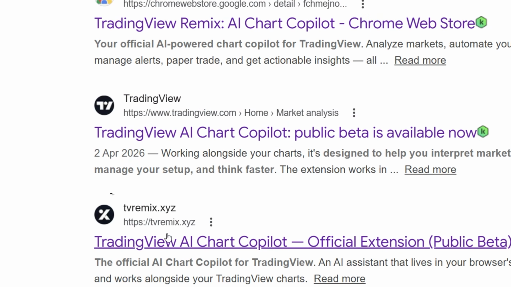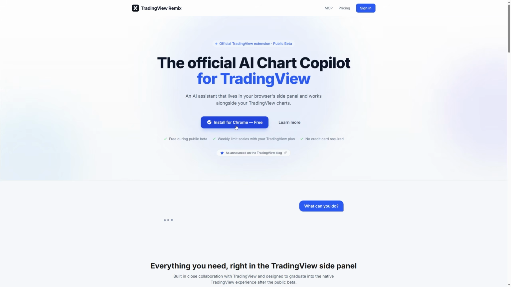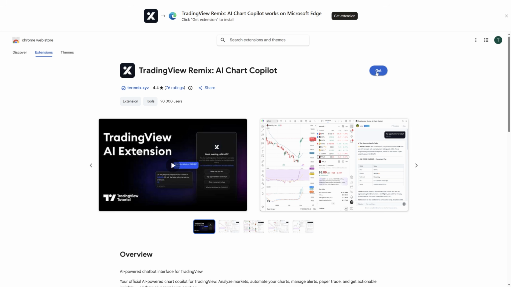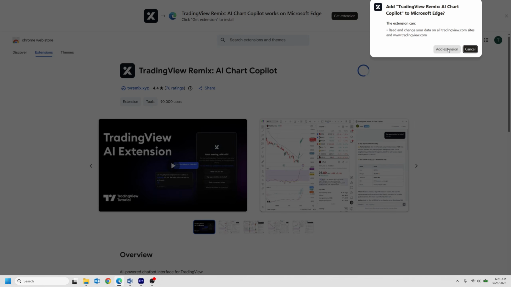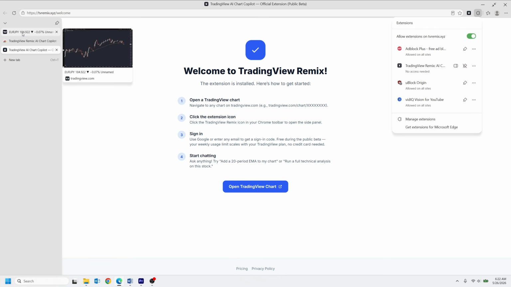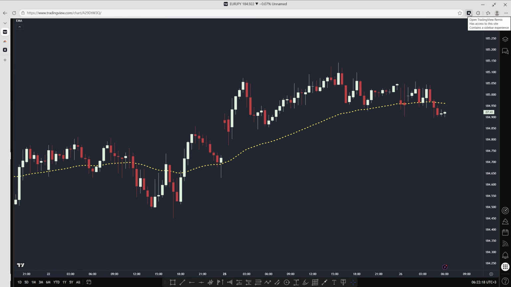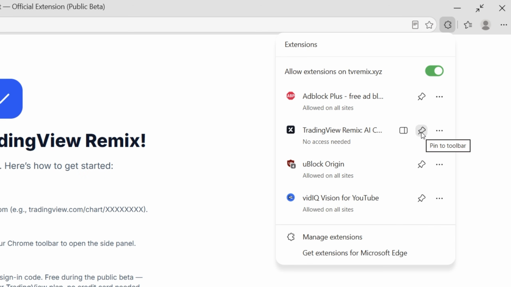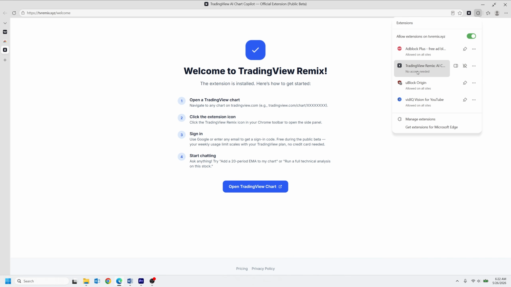First, you need to set it up correctly. Start with the install. Open your browser and go to the Chrome Web Store and search for this. Then just click Add to Chrome or Add Extension. Now add TradingView and open any chart. Now look at the top right corner of your browser and find the extensions icon. Find the AI chart Copilot and click the pin icon beside it if you want it to stay visible.